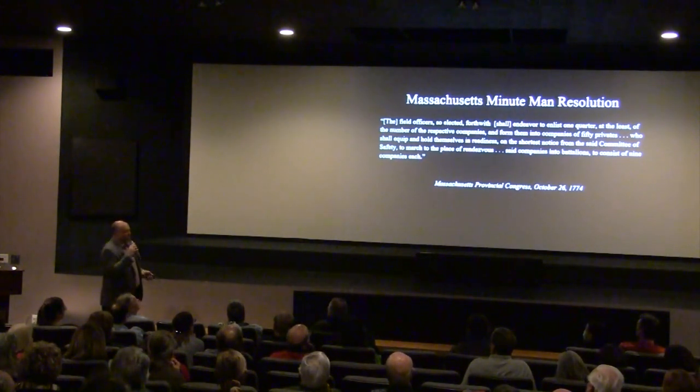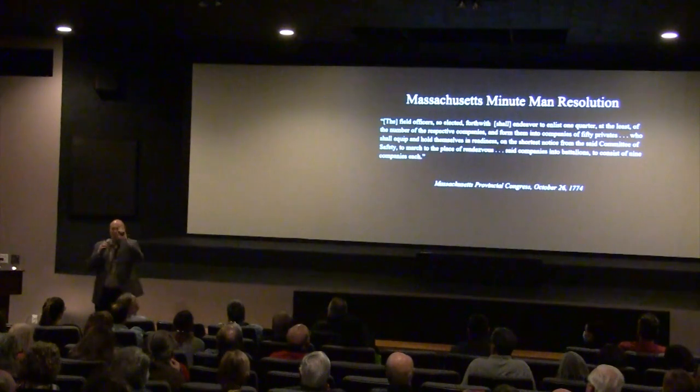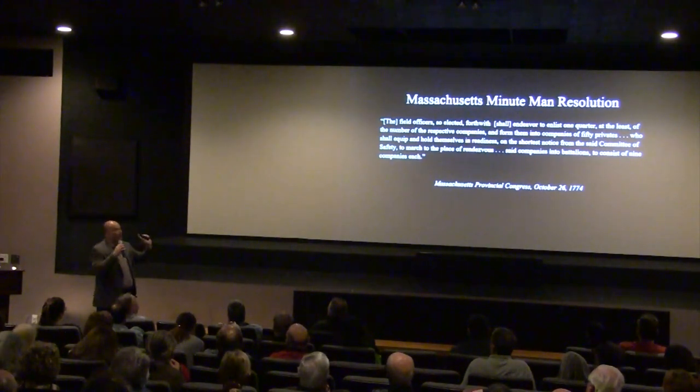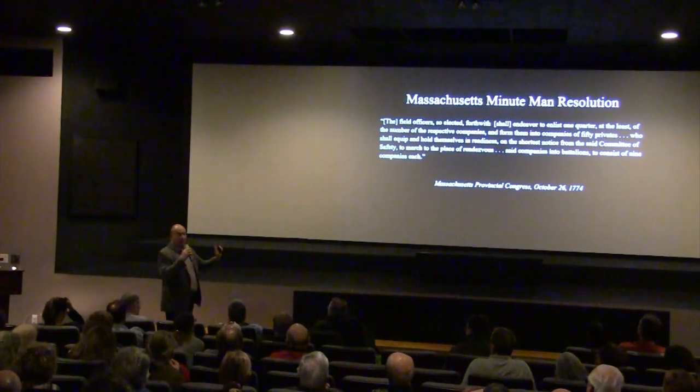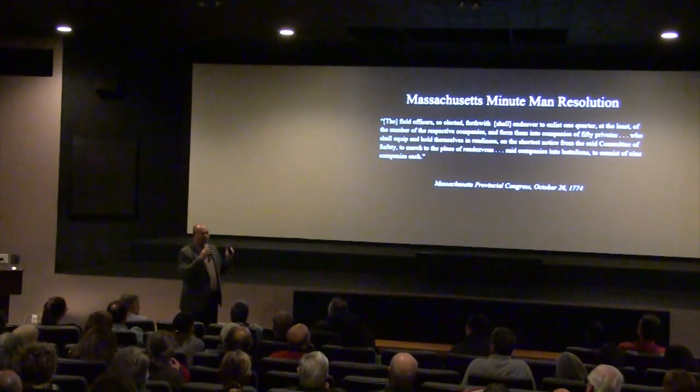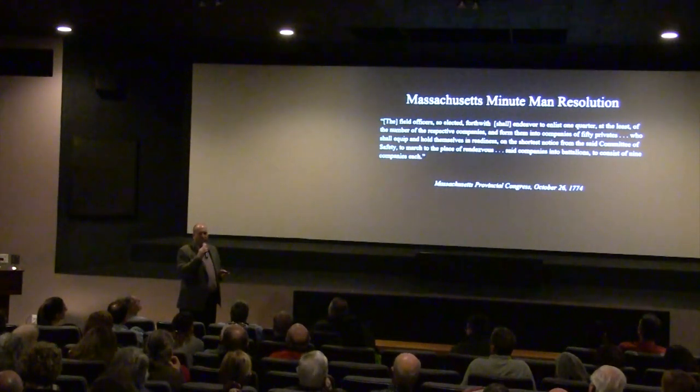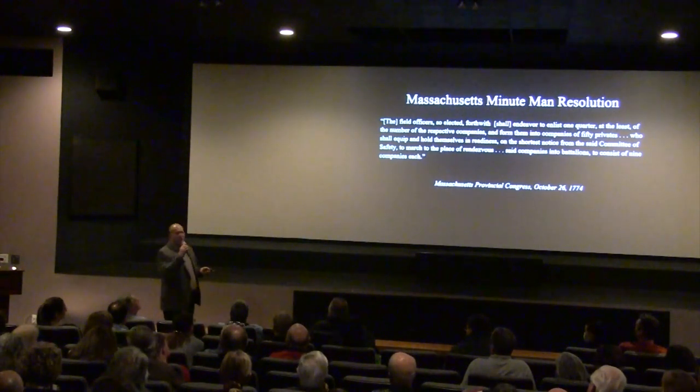Once they created Minuteman companies in 1774, each town had at least one Minuteman company. And they too were pooled by district into a regiment. Quiz time. What do you think the average age was of Minutemen? 22. Pretty much about 18 to 22.